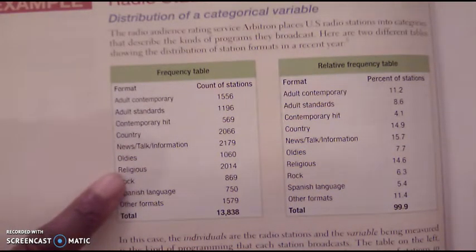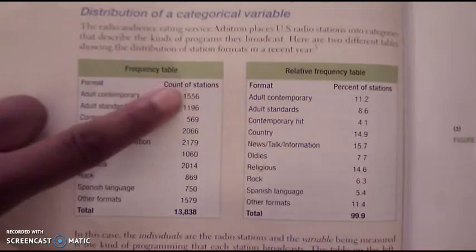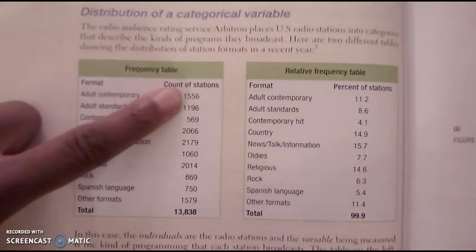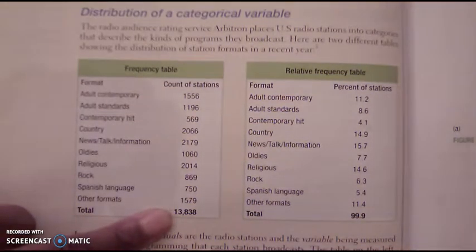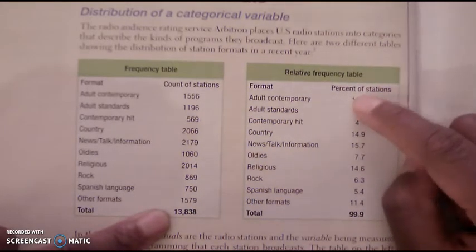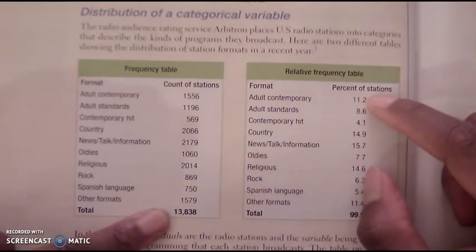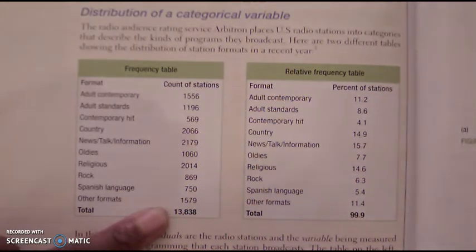Now we can look at this relative frequency table. This relative frequency table is actually going to help us construct a graph to represent the data. Relative frequency gives us the percent. In the last lesson I showed you how to find a percent. You take the number in each category, so in this category 1,556, and divide it by the total. Now it says 11.2, but if you did this division, you would have gotten 0.112. Multiplied by 100, you get 11.2%.